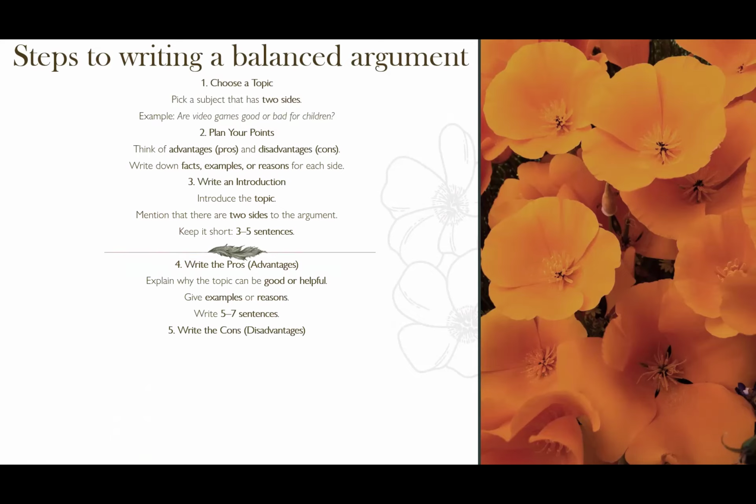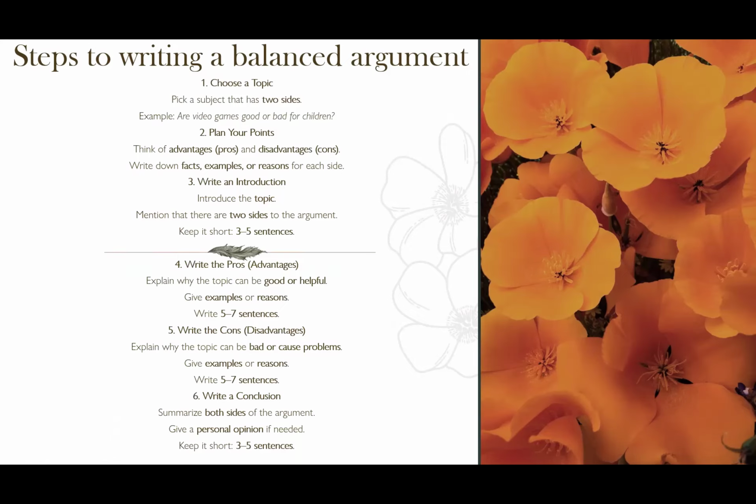Five, write the cons, disadvantages. Explain why the topic can be bad or cause problems. Also state facts, give examples or reasons. Write 5 to 7 sentences. Six, write a conclusion that summarizes both sides of the argument and gives a personal opinion if needed. Also keep it short, 3 to 5 sentences.